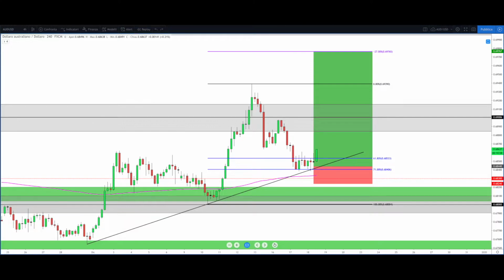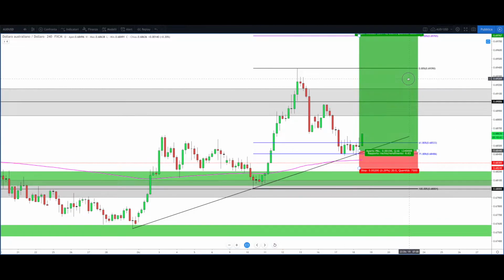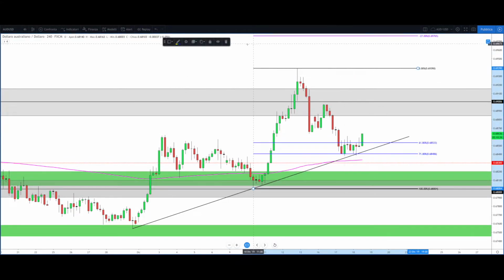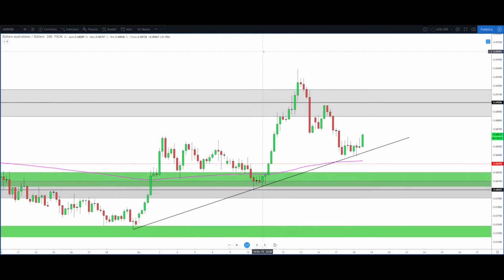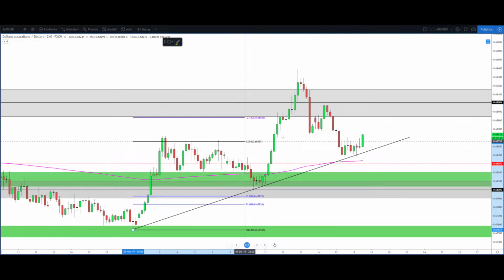So now we can watch Australian dollar, US dollar on the 4-hour time frame, and we can see that the price here is around 20 pips in profit with this last setup that we found in the VIP Telegram channel. But from this moment I want to talk about a past trade that we found last week, because we shared this setup also with you.